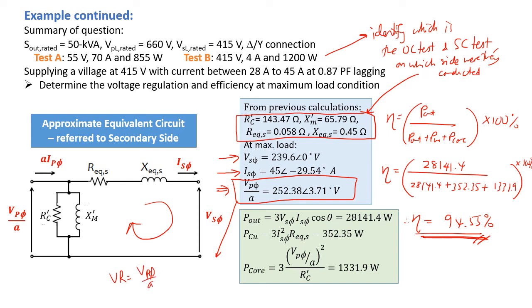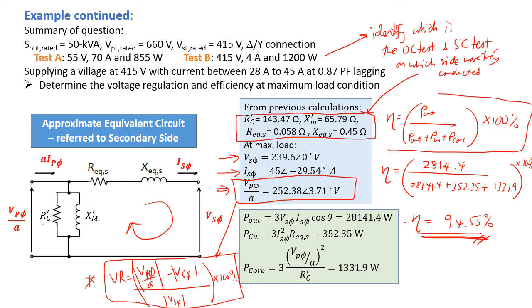Now the reason for VP phase over A is so that we can find the voltage regulation, which is VP phase over A magnitude minus VS phase magnitude, divided by VS phase magnitude, and multiply by 100%. Okay? So this normally is what we find in the transformer. We want to know the voltage regulation, and then we also want to calculate the efficiency of the transformer, and to find the efficiency we need the output power, the copper loss and the core loss, and the formulas for output power, copper loss and core loss are as shown here.